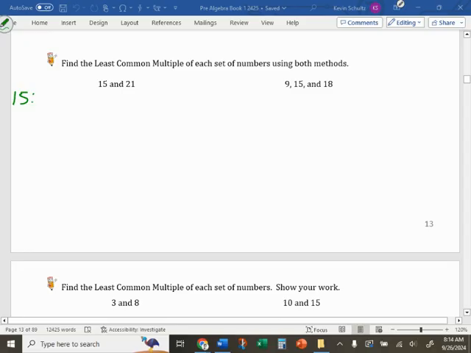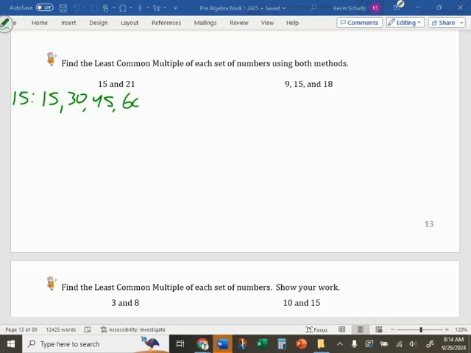So starting with 15, the listing method, let's skip count. 15, then 30, then 45, then 60, then 75, then 90, then 105, then 120, then 135, then 150. All right. Now, again, another disadvantage here: we don't know when to stop.